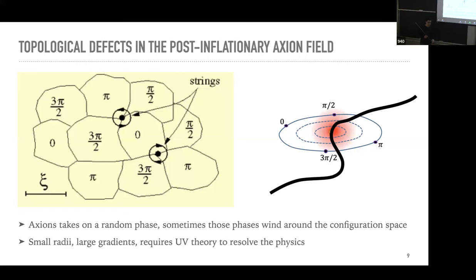But now I have a little bit of a problem because I can keep zooming in on this point. As I zoom in on this point, I'm continuing to wind around 0 and 2 pi, but I've gone to smaller and smaller radii while going around the same angular winding, which means my gradients are getting larger. So eventually the gradients are going to get so large that I need the UV theory, I need the theory not just in the broken phase, but also in the unbroken phase to understand its dynamics.